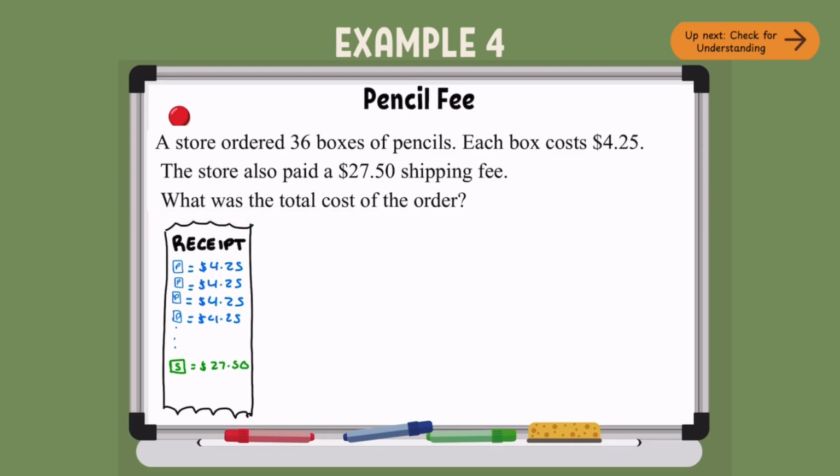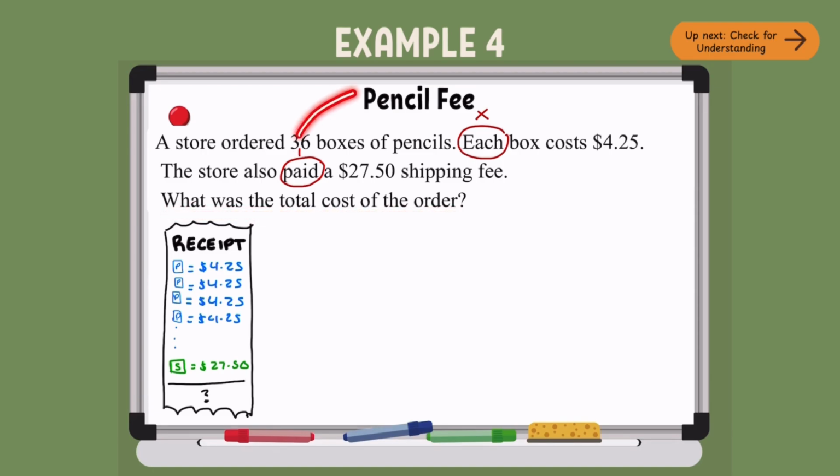Let's answer the question, what was the total cost of the order? But before we answer the question, we must understand what operation we need to do in order to find the total cost of the order. So here we have a keyword, each. In our vocabulary list, we know that each means that we should be multiplying. Let's keep reading. The store also paid a $27.50 shipping fee. So here's another keyword in this sentence: paid. So that means that we need to add that on to their total cost of pencils.